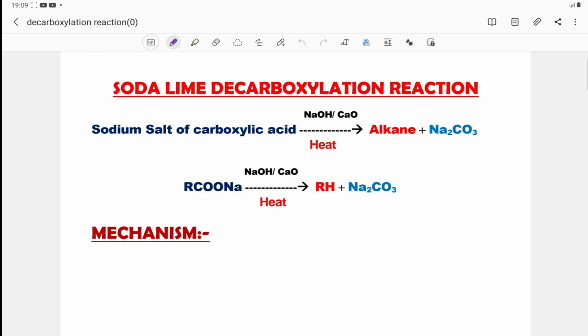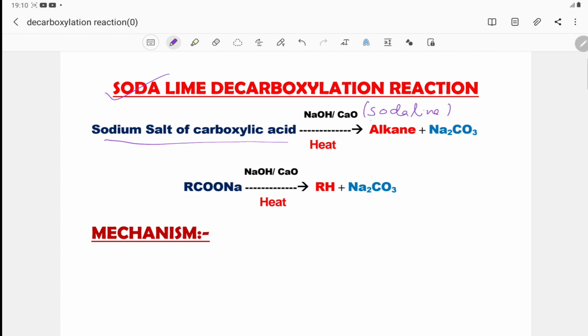Hello students, now we are going to discuss a very important topic, that is soda lime decarboxylation reactions. Soda lime decarboxylation is a very important name reaction shown by the sodium salt of carboxylic acid when heated in presence of soda lime.